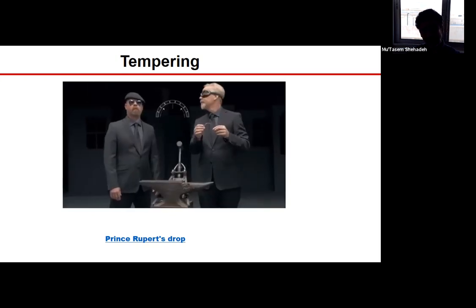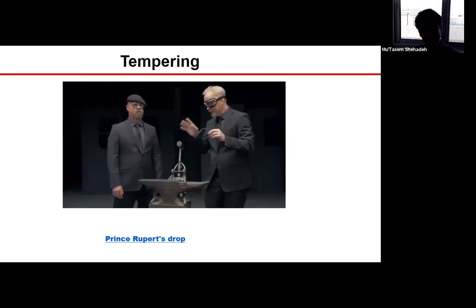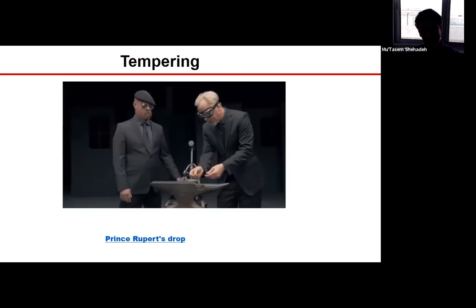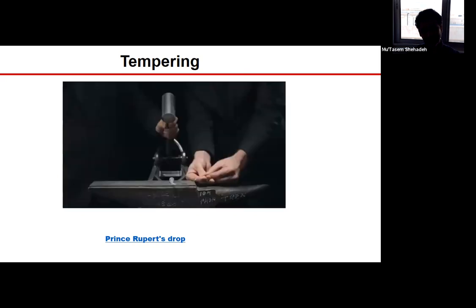It sounds like the same principle as how an arch provides strength in structural engineering. Yes, kind of. Now, Jamie, I'm going to ask for your help. We're going to attempt to destroy this Prince Rupert drop. I just want you to tip that hammer past its center point. Go ahead.